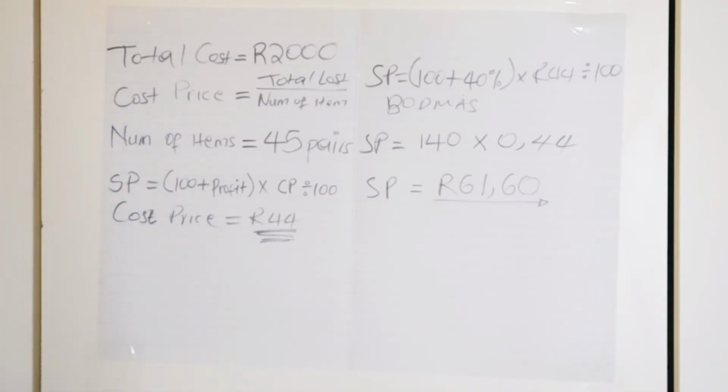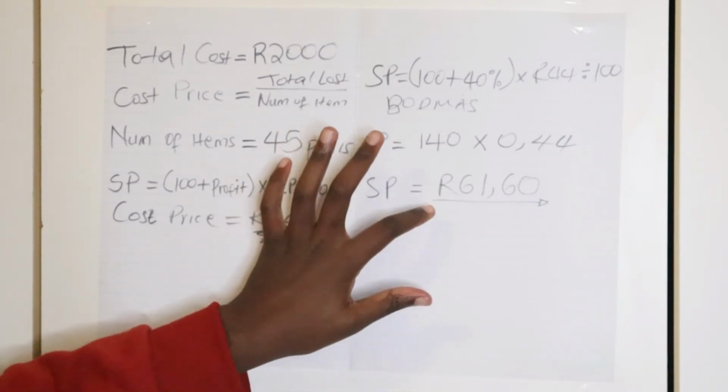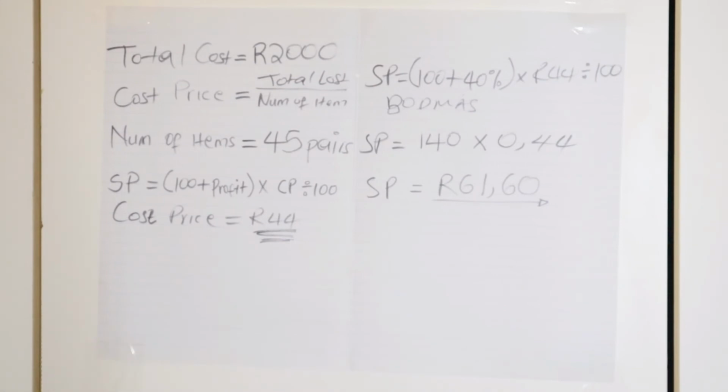So 61 rand 60 cent is the price that you need to use to price each item or your product. So is there a way to check that, like, if you sell your products at 61 rand 60, did you gain any profits from that? Is there a way to prove or backtrack? Yes, there is a way.